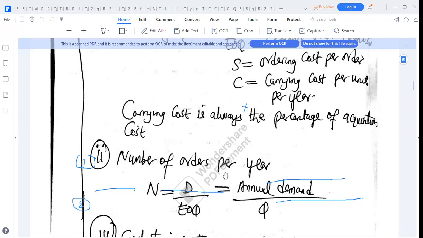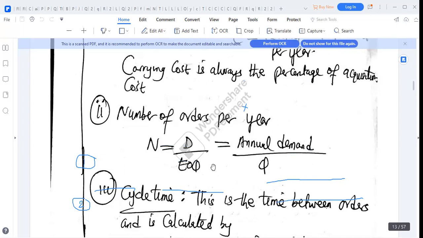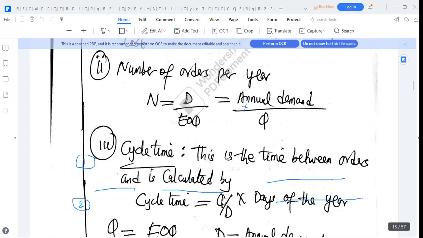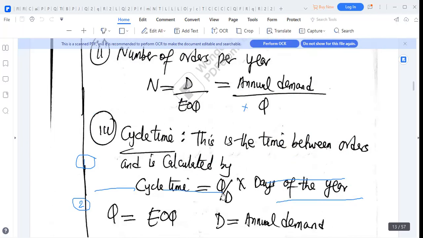These formulas are provided. Then we look at the other formula, which is called the cycle time. This is the time taken between orders as we are buying from our suppliers. Our cycle time is equal to Q over D multiplied by the days of the year. That's the formula.